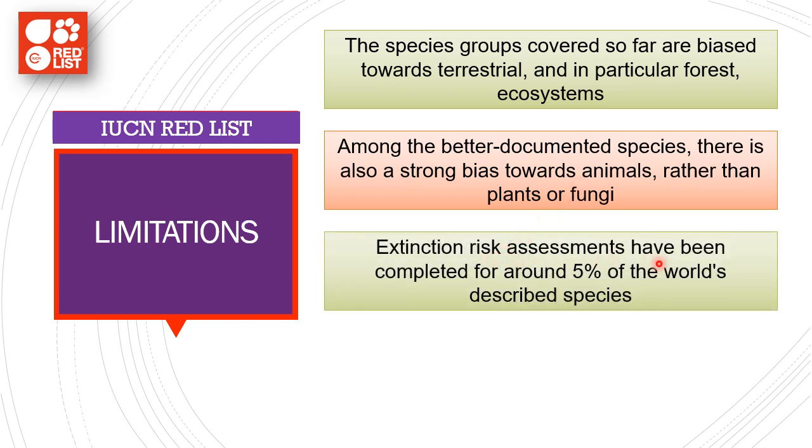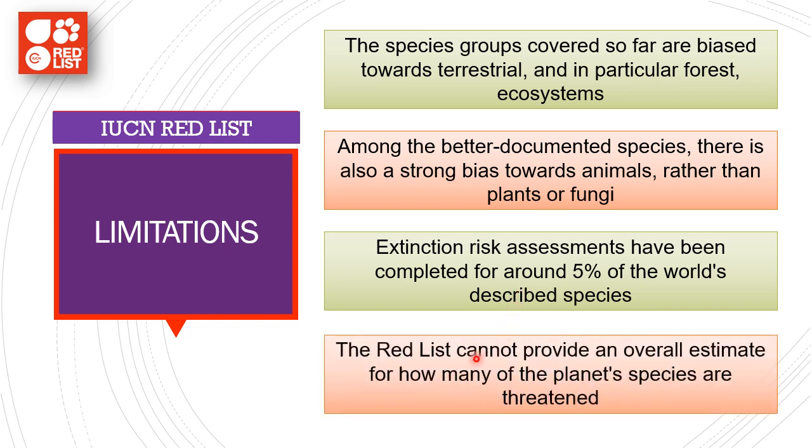Extinction risk assessments have been completed only for around 5% of the described species. So that is not a very big thing, but even then a lot of work has been done. Lastly, the red list cannot provide an overall estimate for how many of the planet's species are threatened. Say, suppose we have assessed 10,000 species, and of that 5% of them are endangered. Now this data cannot be extrapolated to say that of the 1.4 million species known throughout the world, 5% will be endangered or threatened. That cannot be said. So these are the limitations of the red list.